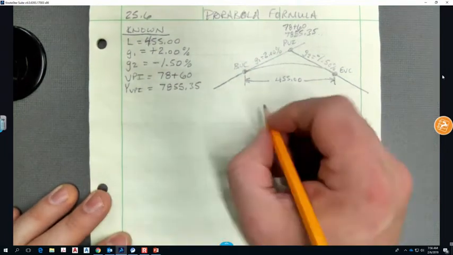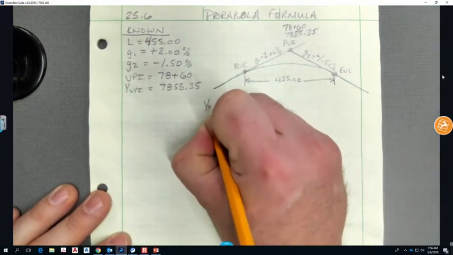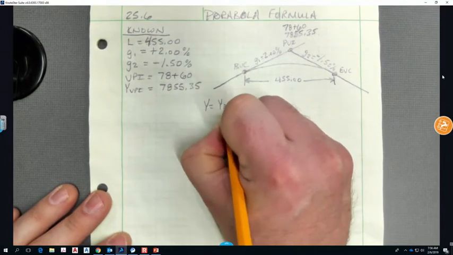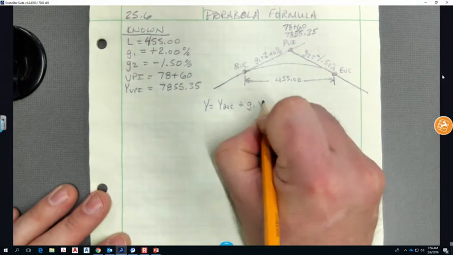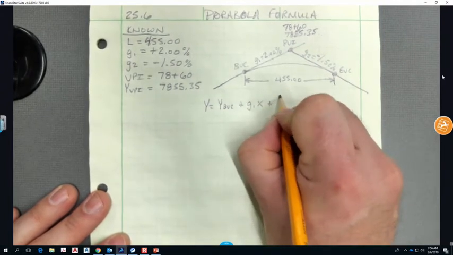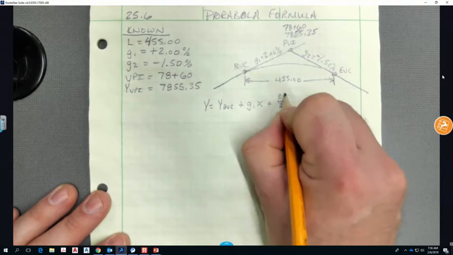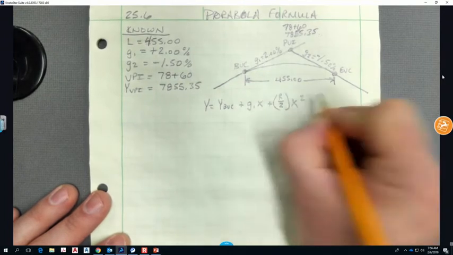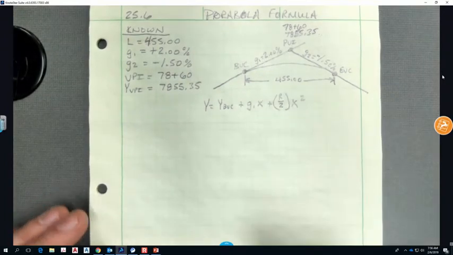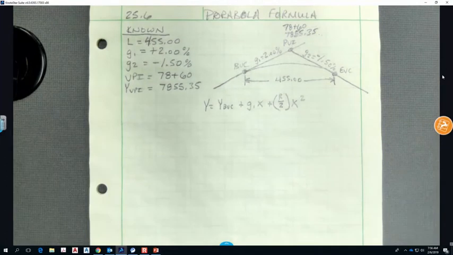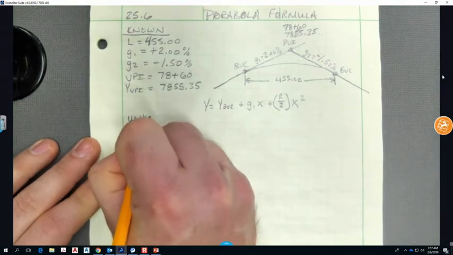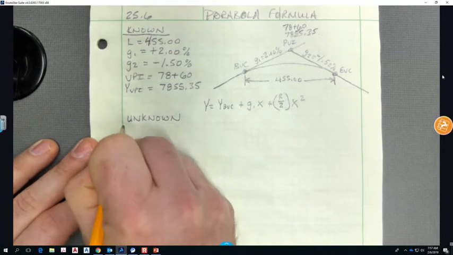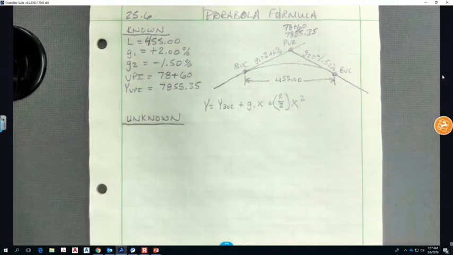So we're going to add the formula in here. Formula is y equals y BVC plus G1 times x plus r over 2 times x squared. Okay, so we're going to go ahead and tackle that formula here in a second. Now, let's work on the unknown. Right? So what is the unknown?